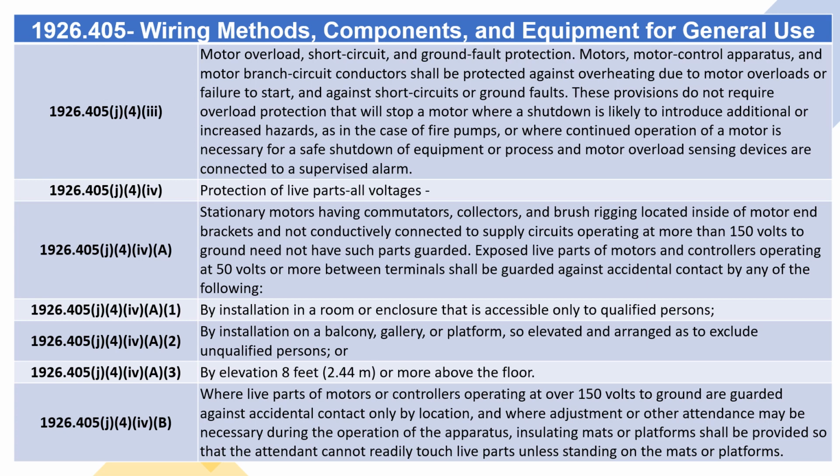1926.405 J4 4B. Where live parts of motors or controllers operating at over 150 volts to ground are guarded against accidental contact only by location, and where adjustment or other attendance may be necessary during the operation of the apparatus, insulating mats or platforms shall be provided so that the attendant cannot readily touch live parts unless standing on the mats or platforms.